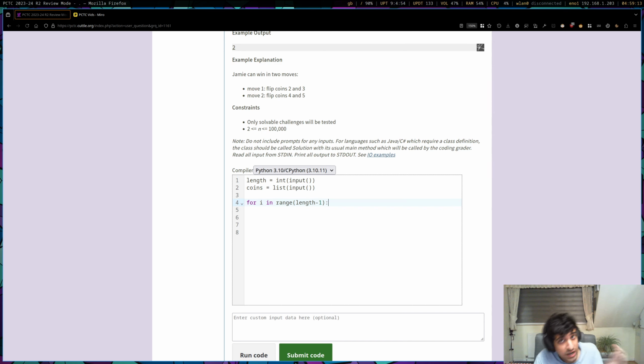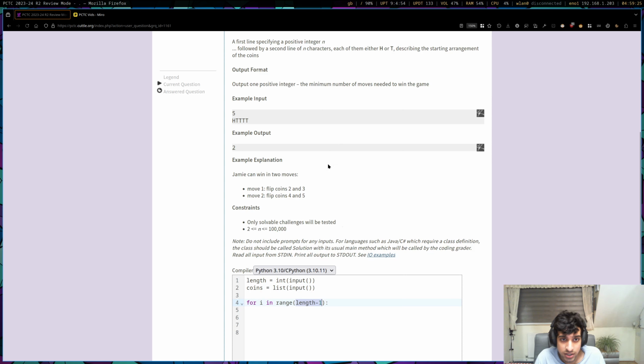And that means we can't go right to the end of our coins list because then we'll run out of coins to also flip over and it just wouldn't be a valid move. And we know this algorithm will still work even if we only go to the penultimate coin because we're told that every challenge we're given will be solvable. And therefore, we know that this will work, even though it doesn't necessarily seem the most rigorous. But if a challenge is solvable, then line 4 is perfectly valid.